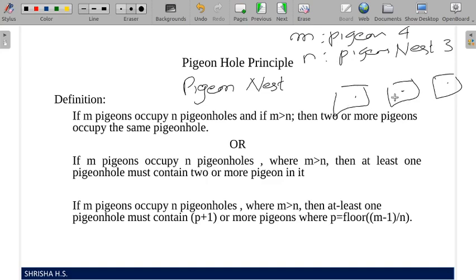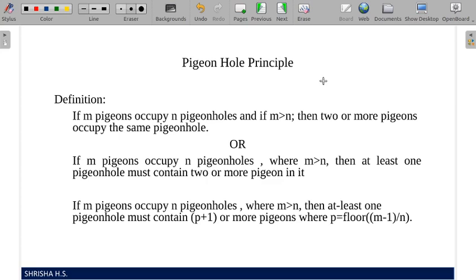So there are 4 pigeons and 3 pigeon nests. If you are fitting 4 pigeons in 3 pigeon nests, that means at least one nest will have more than one pigeon. So this is about the pigeonhole principle. We will see it formally in a textbook way.